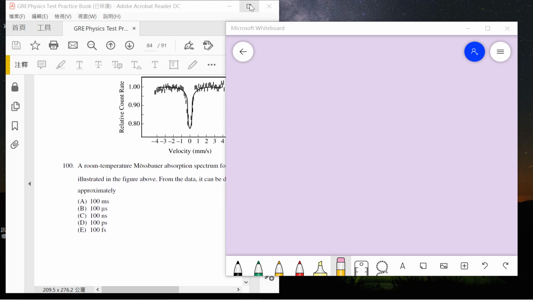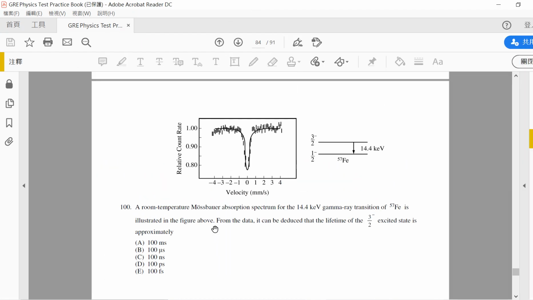Welcome guys. So here comes our final question in GRE Physics. Question 100 is a somewhat difficult one. Basically, you have an absorption spectrum of a 14.4 keV gamma transition, and that is all you have. And it gives some information about the time.